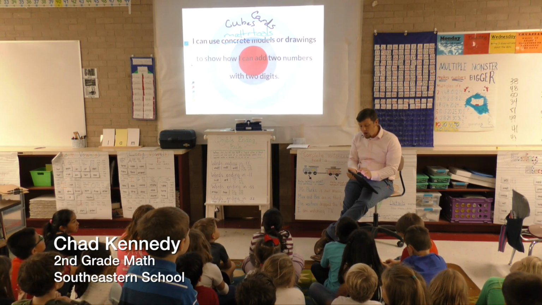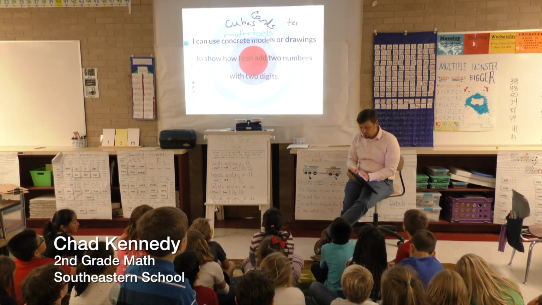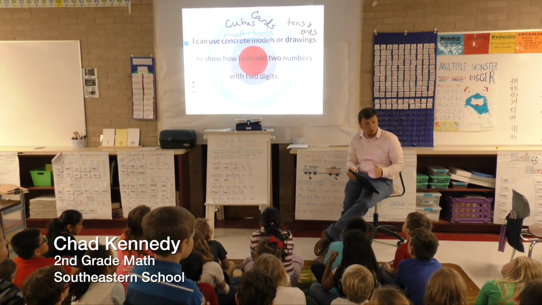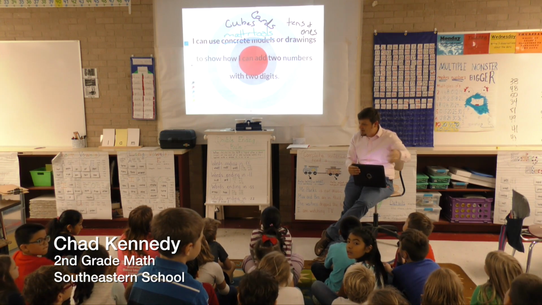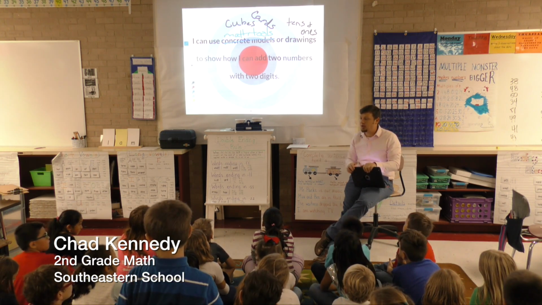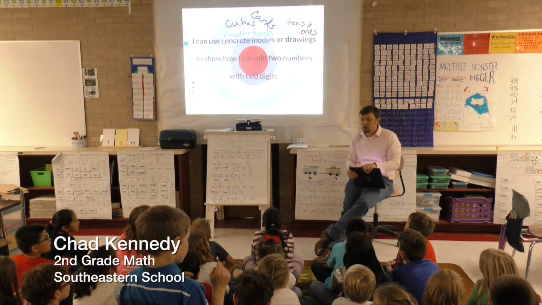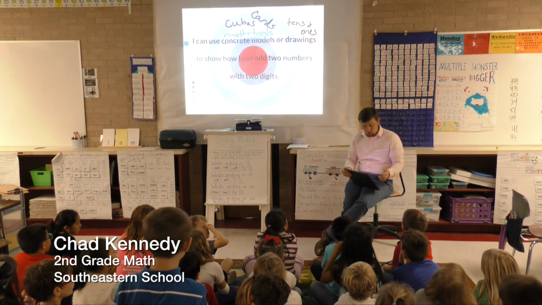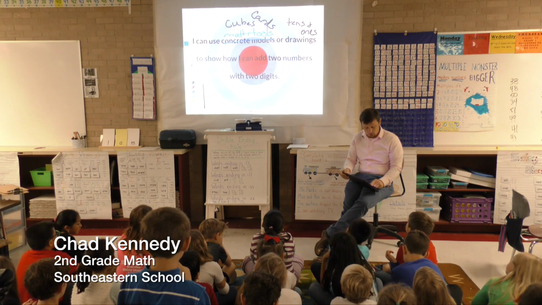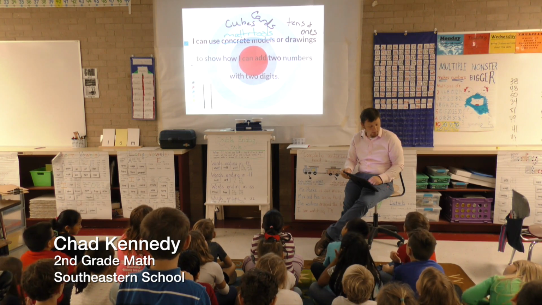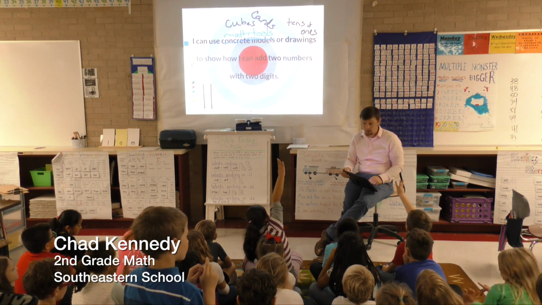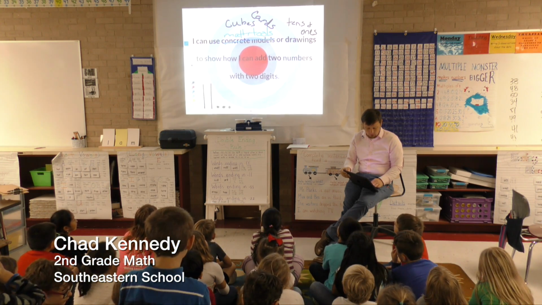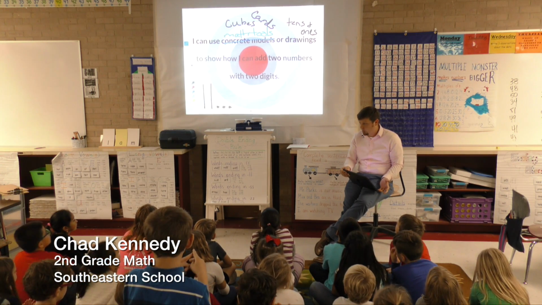So I can do a drawing of tens and ones. I can draw the numbers and how many tens it has and how many ones it has. Like, how many tens does 23 have, Avery? 2. So I could draw a picture of 2 tens, and how many ones does 23 have? 3. So I could draw 1, 2, 3 ones. That's a picture of 23.